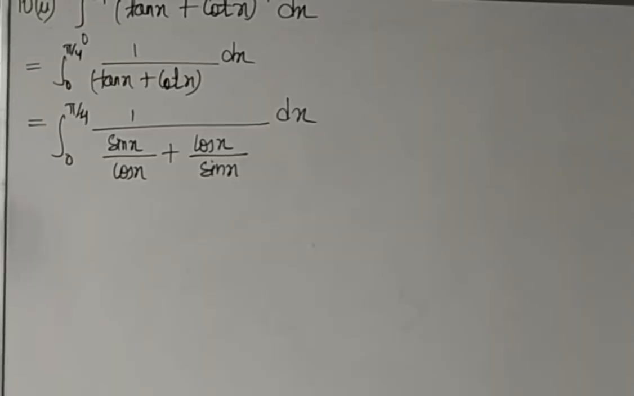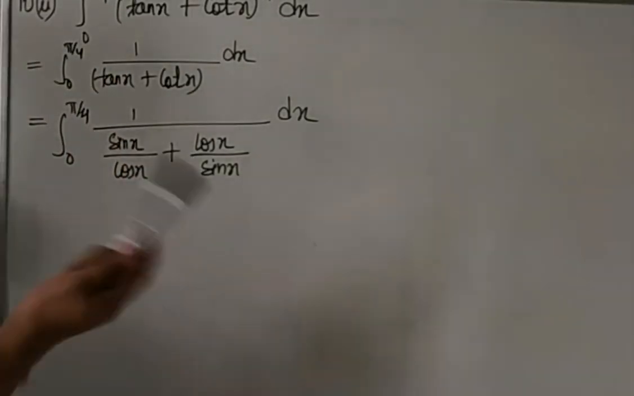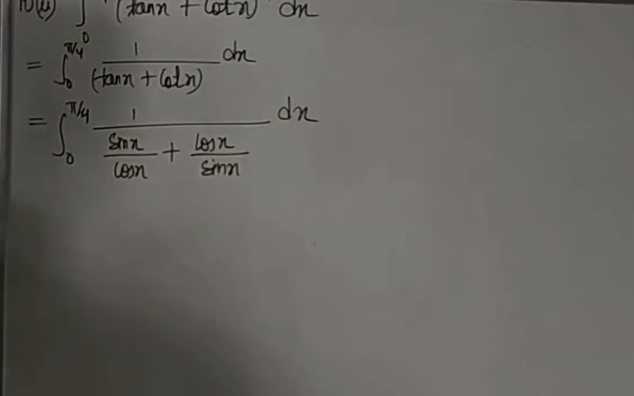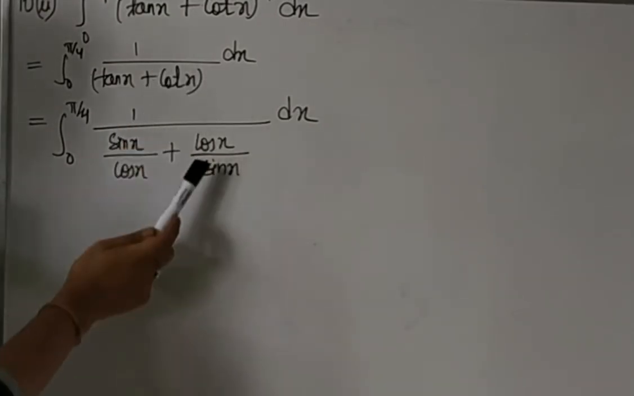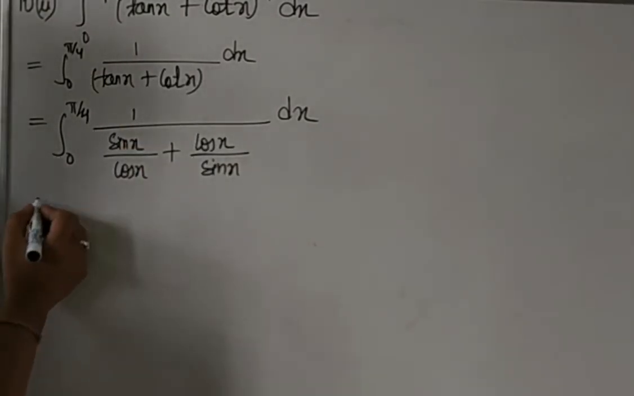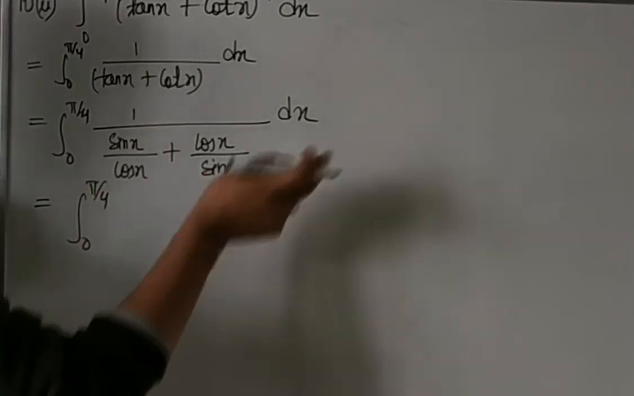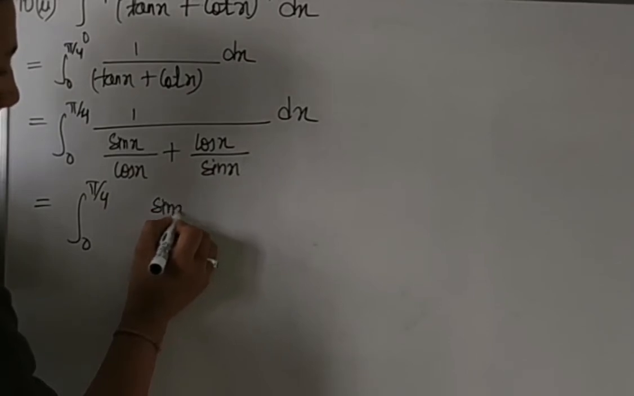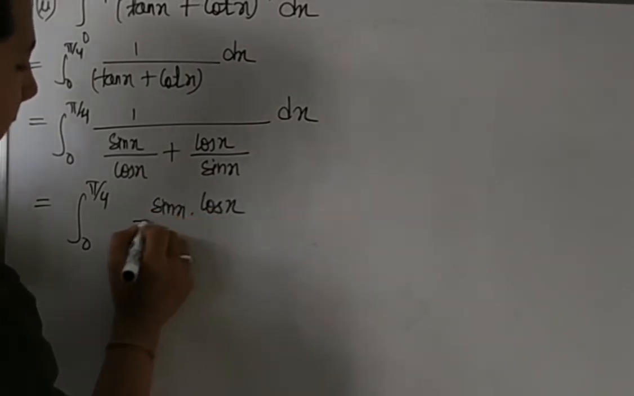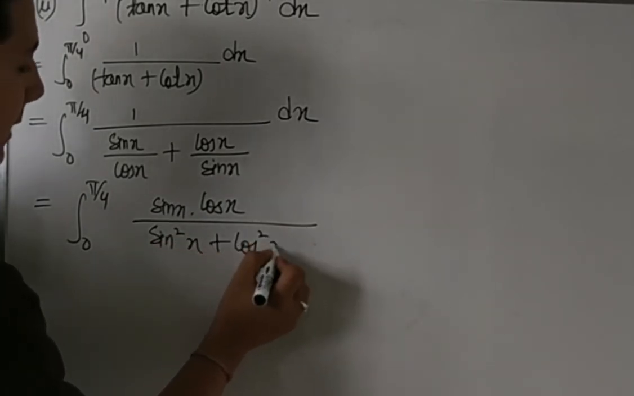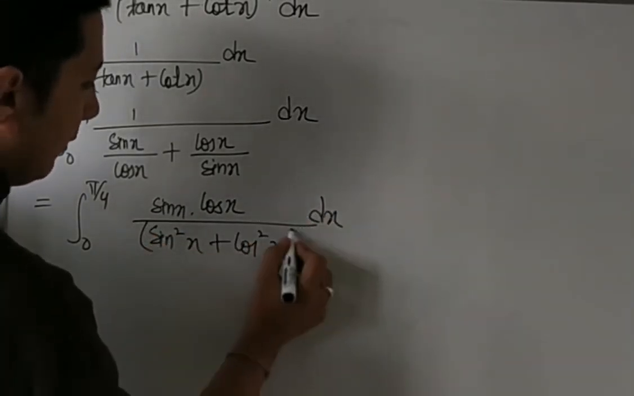Alright, let us continue with question number 10, part 2. This is going to be the last sum for today. The question is (tan x plus cot x) to the power minus 1. First we are simplifying it: 1 by (tan x plus cot x). But tan is sine by cos, cot is cos by sine. Take the LCM, sin x into cos x will be the LCM. It comes in the numerator, so sin x into cos x, divided by sin square x plus cos square x. The denominator will be 1, isn't it?